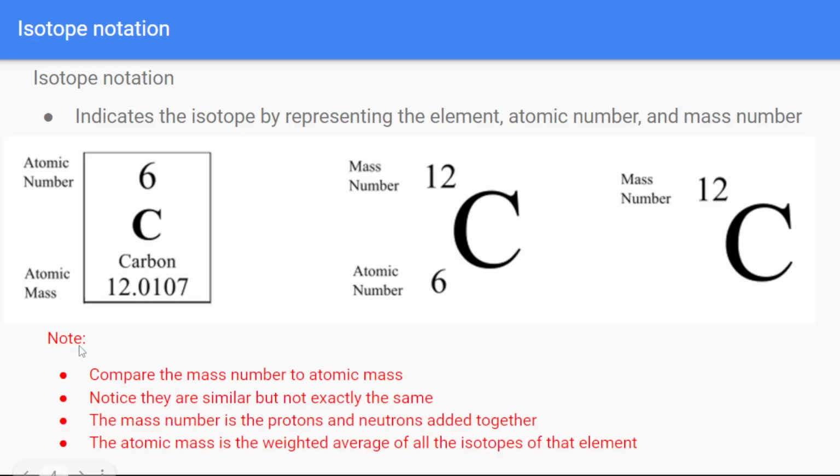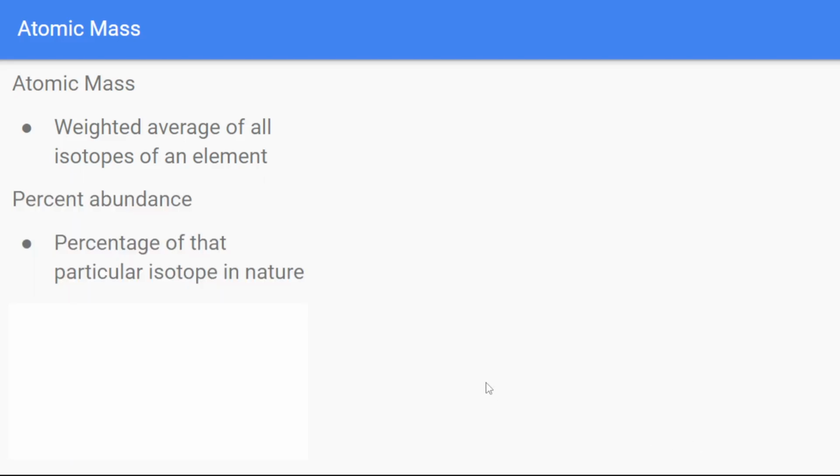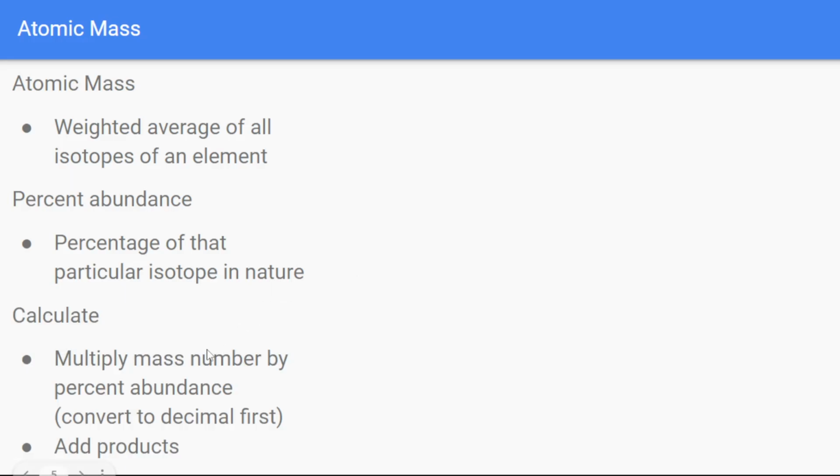So some things to note. The mass number and atomic mass are different. The mass number is protons and neutrons added together, and the atomic mass is the weighted average of all the isotopes of that element. And this is how you calculate the atomic mass. You take the percent abundance and multiply it by the mass number. And you do that for each isotope, and then you add that together for all the isotopes.